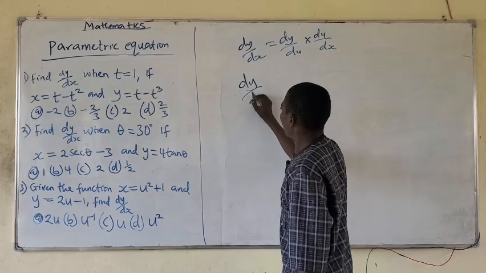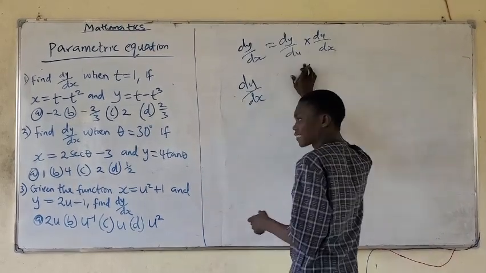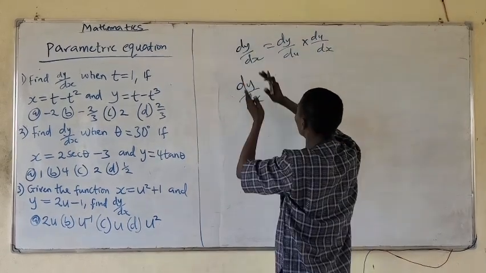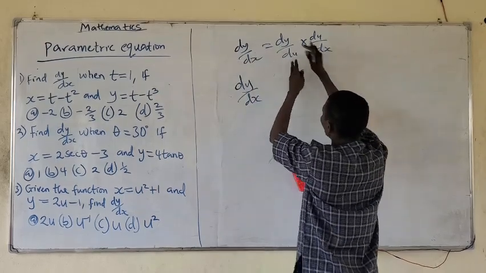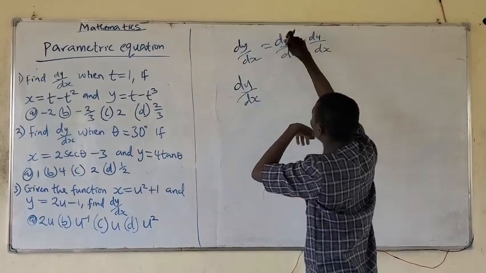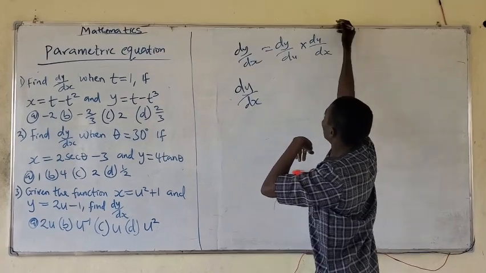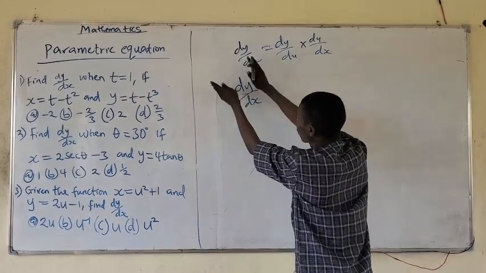dy/dx, because we are calculating for dy/dx. Now, the dy has to come first, because we are looking for dy/dx. Everything here must be equal to everything here. Just as I've explained here, dy/du times du/dx. Now this du here can cancel this du here. So we are now left with dy/dx, which tells you that everything here will now be equal to this.